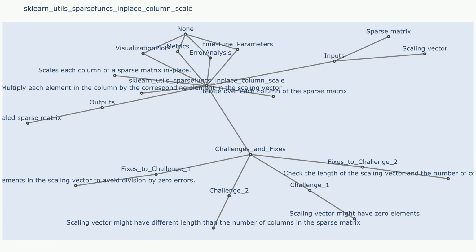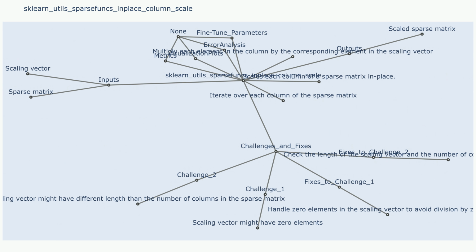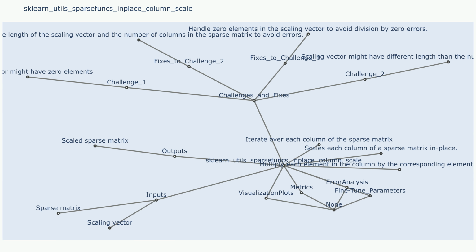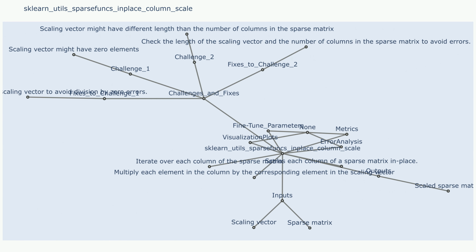Visualization plots. None. No visualization plots are associated with this function. Fine-tune parameters. Scale. This parameter allows you to specify the scaling factor for each column manually. You can use this to adjust the scaling based on your specific requirements. Uncertainty methods. None. No uncertainty methods are directly associated with this function.